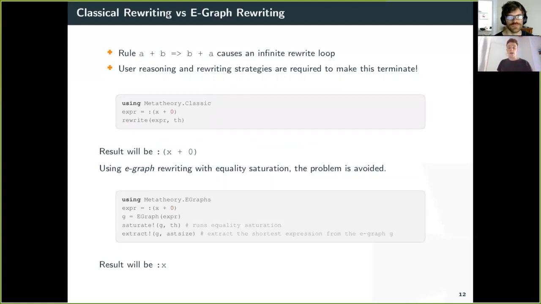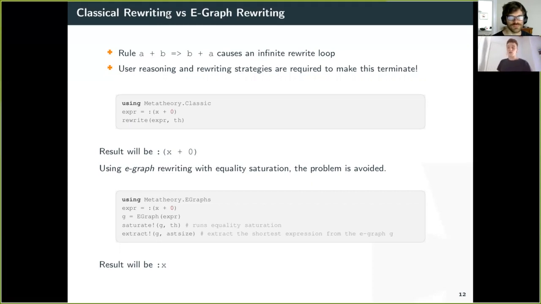So at the top, we have a simple rewriting system, the one I showed now, and we have a simple expression, x plus 0, and it's never going to terminate because we are never going to commute 0 plus x and going ahead to search for the next rule, so the simplification rule. So it will be the same result as the starting expression. So using egraph rewriting with equality saturation, this problem is avoided. So we avoid the problem completely, and we get the result we expected, solving the phase ordering problem.